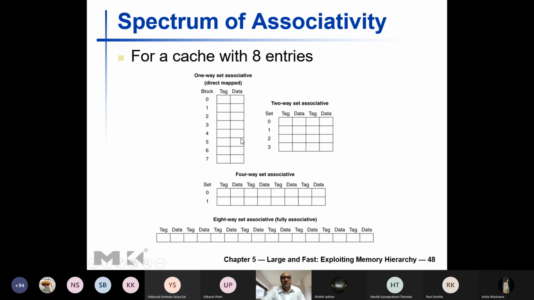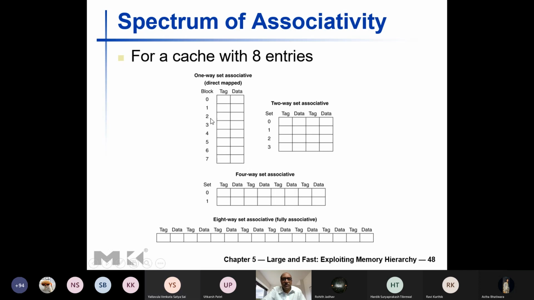Right? So if you look at the various associativities, you can see how the cache will be organized in the different diagrams. One is a very vertical one. This is nothing but a direct mapped cache, where it can accommodate 8 blocks, and there are 8 entries directly, right?